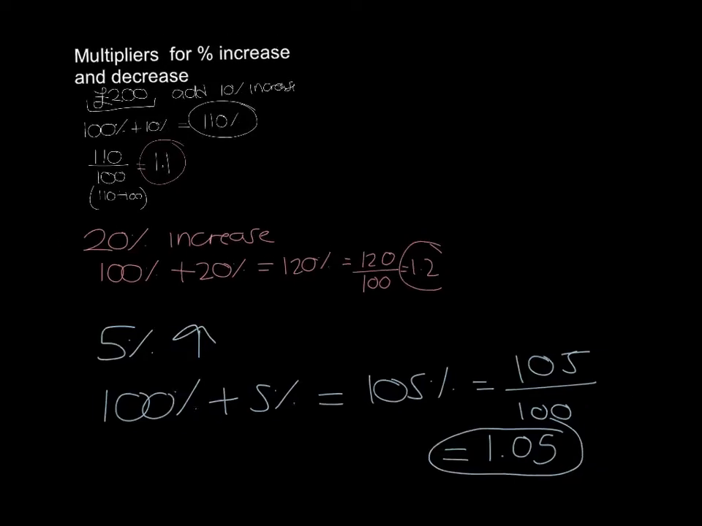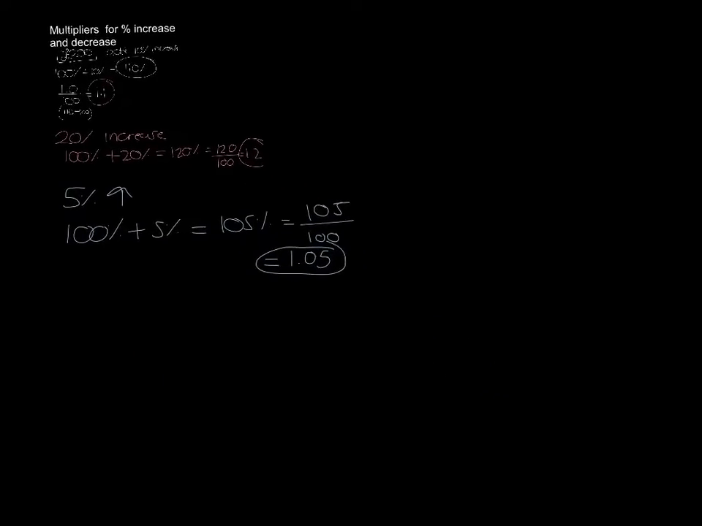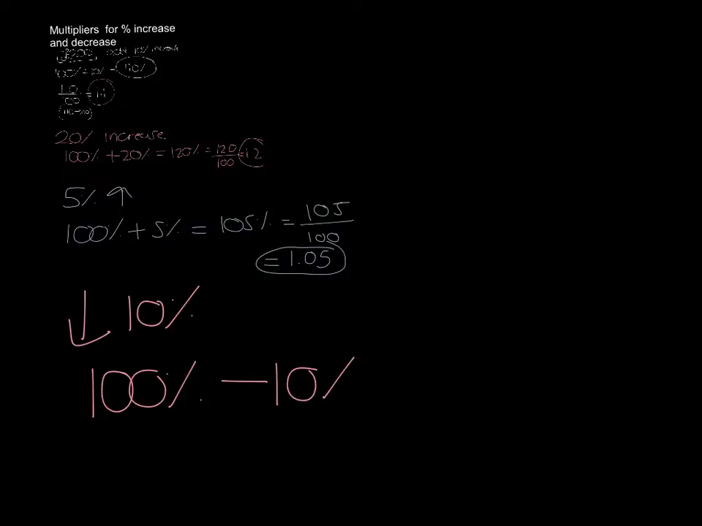Okay, we'll have a look at decrease using the same method. So decreasing. If you've got an item and you want to decrease 10%, the starting position would be 100%. You'd take off 10%, which means you'd be left with only 90%. 90% is 90 per 100, and 90 divided by 100 is 0.9.